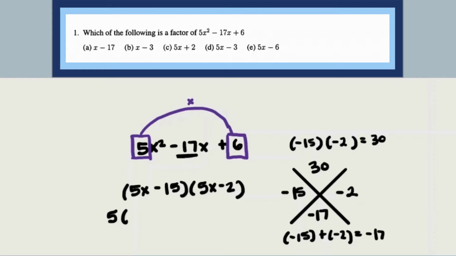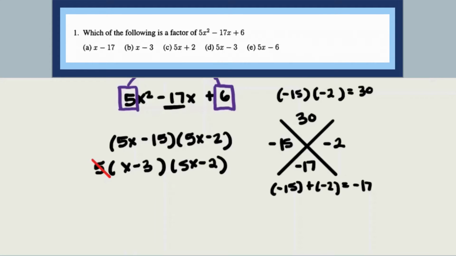And when we do that, we'll be left with x minus 3 times 5x minus 2. Once we take out that 5, it becomes irrelevant, so we're just going to cancel that out. And basically, our final answer would be x minus 3 times 5x minus 2. And that would be our answer.